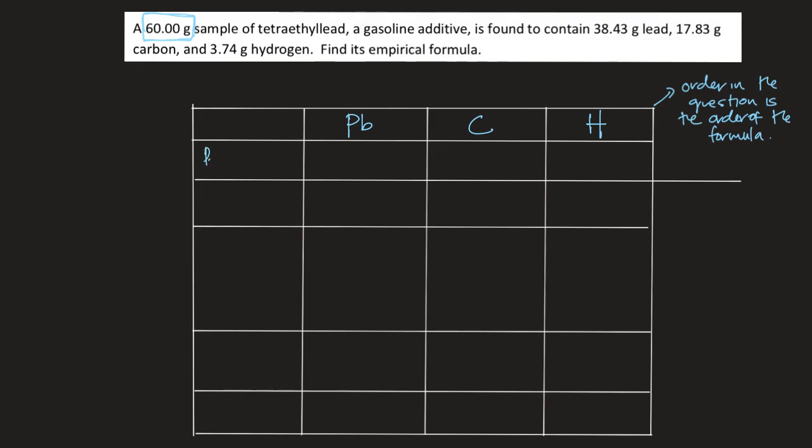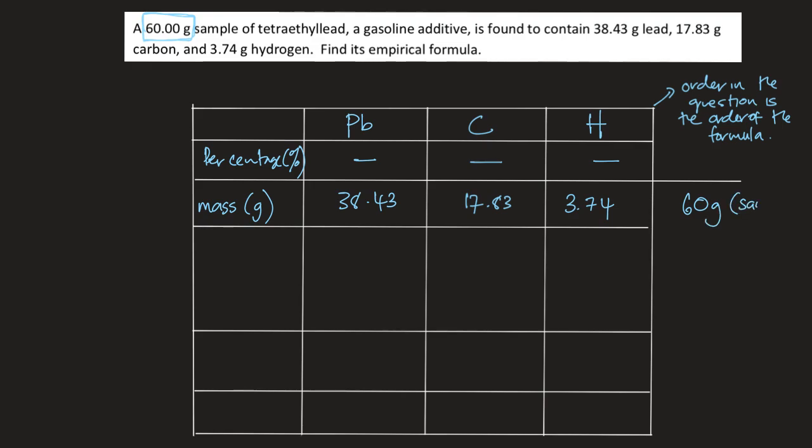And so normally we put your percentage. I do this every single time, and they haven't given me percentages. The second thing I have is mass, which is in grams. See, I put my SI units in. They gave me 38.43, 17.83, and 3.74. And when I add all of those three things together, I should get 60.